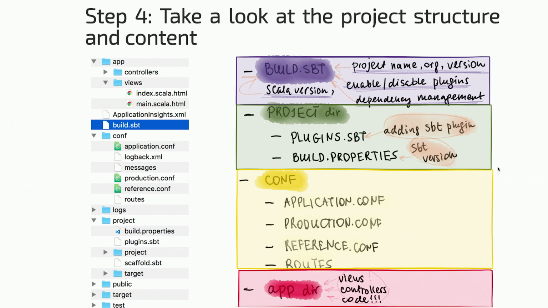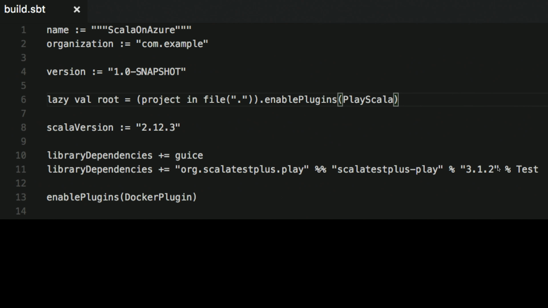Now let's take a look at the project structure because it's really important to understand. The main file here is called build.sbt. We also have the project directory, conf directory, and app directory. So build.sbt looks like this. Here we have name, organization, version. It's a good place to enable some plugins, and this is the right place to indicate all of your project dependencies. As the last line here, I am indicating my Docker plugin.